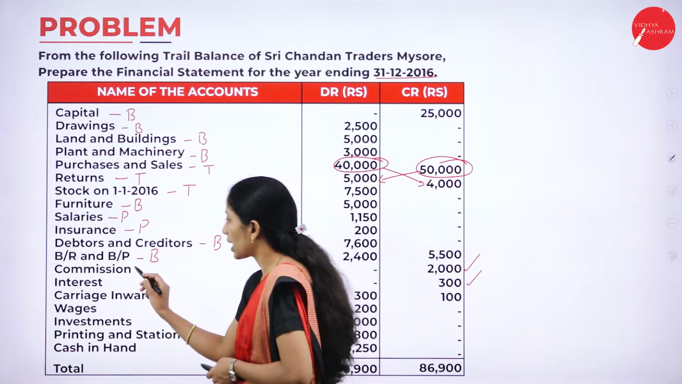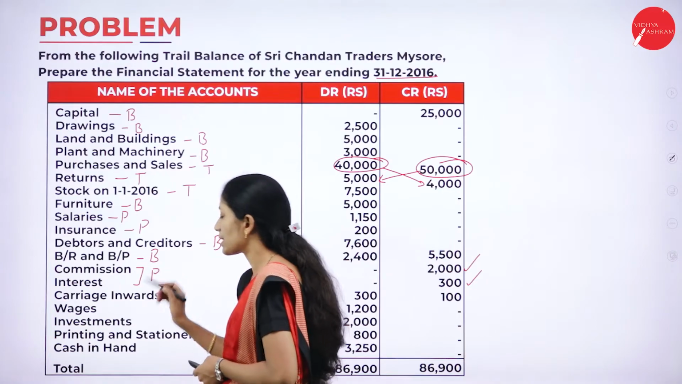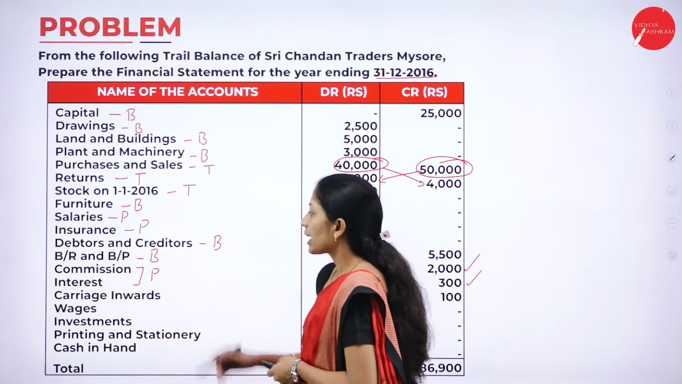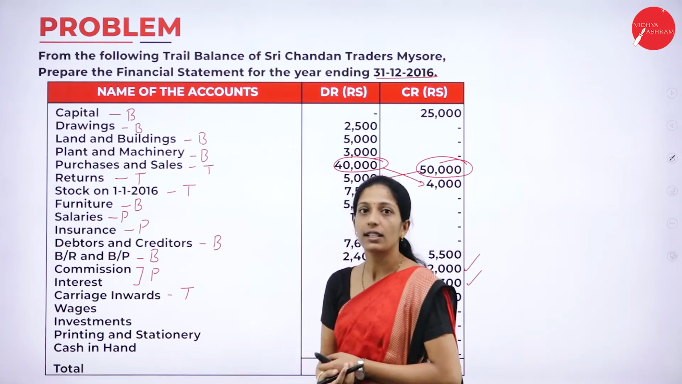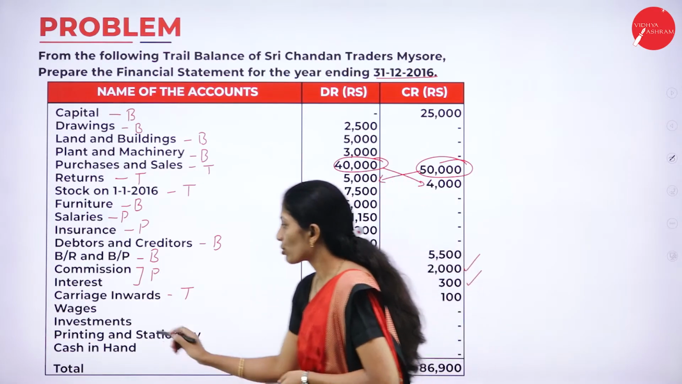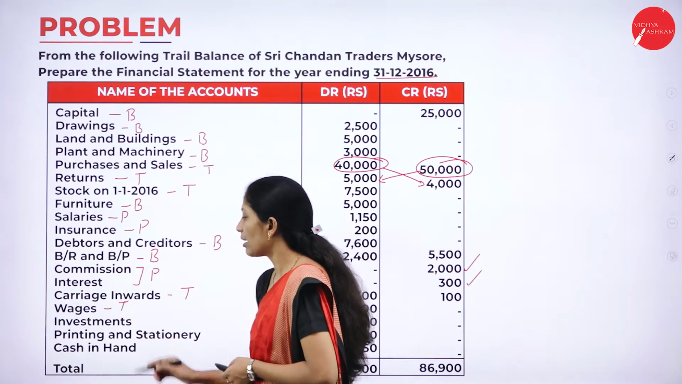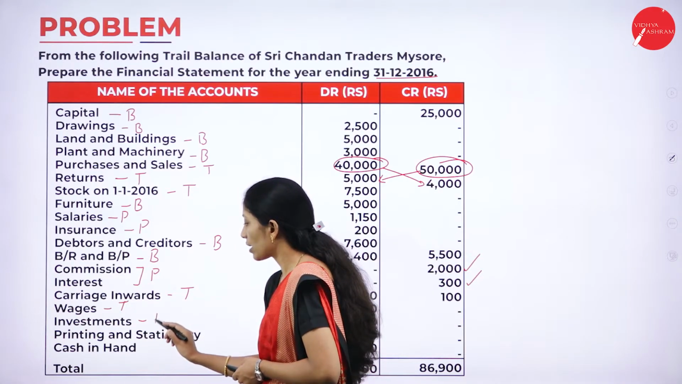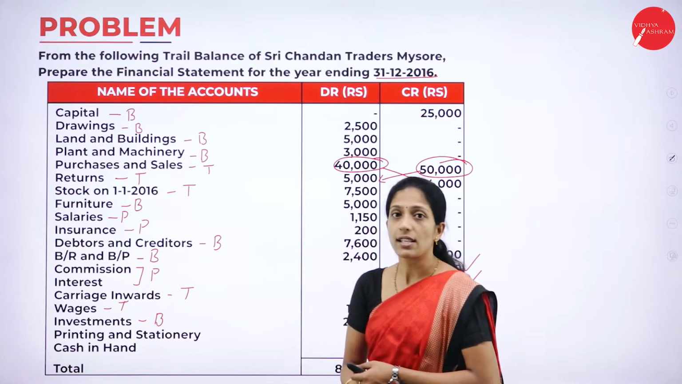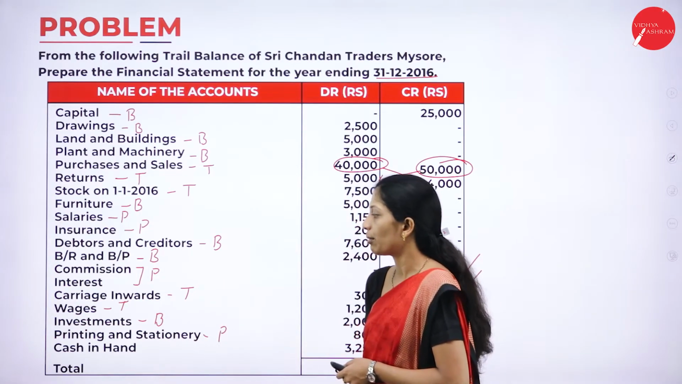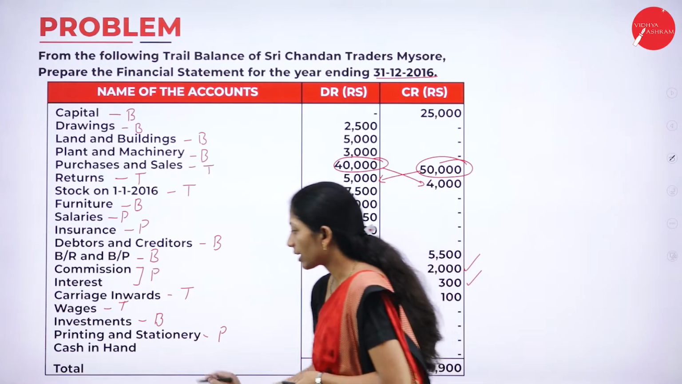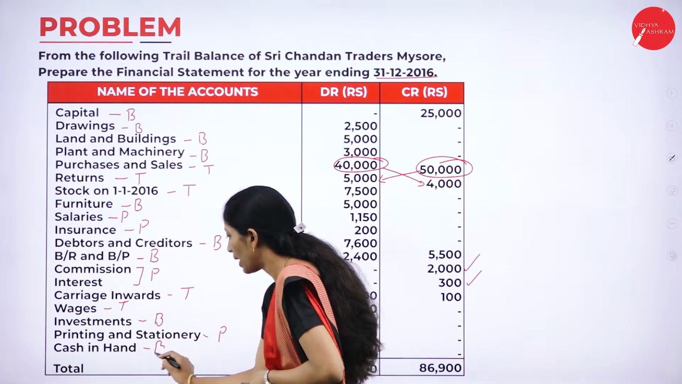Both we have to take in profit and loss account, that is in the credit side. Carriage inward. So carriage inward is a direct expense, so we'll record in the trading account. Wages also, it is a direct expense, trading account. Investment is an asset, so we'll record in the balance sheet. Printing and stationery, it is an indirect expense, so we'll record in profit and loss account. Cash in hand, it is a current asset, so we'll record in the balance sheet.